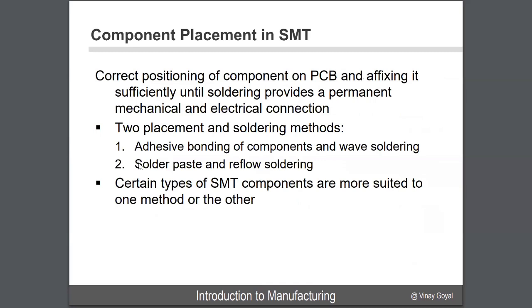The correct positioning of the component on a printed circuit board is very important and is done quite a bit. It needs to be done carefully, obviously, and they can use tape or other ways to figure out how to do that. Now, how we put these components on, we can use bonding or wave soldering. We can also do solder pasting and reflow soldering. So those are two placement techniques people use.